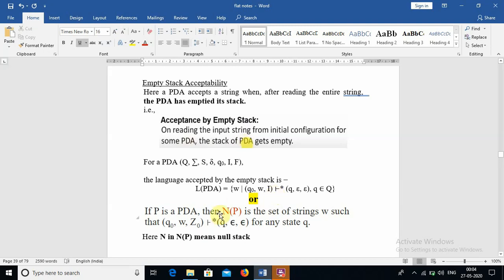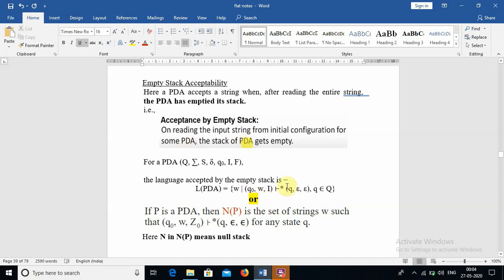Okay, so that can be defined like this. This is a PDA with a set of 7 tuples and the language of PDA with an empty stack. So W is nothing but a string from the language. Q naught is the initial state. W is the input string. Again, we are consuming the input string. I is nothing but the stack variable. Okay, so after a set of moves, this is nothing but turnstile notation moves. Maybe we are in the final state or not. That is not a question, not a point here.